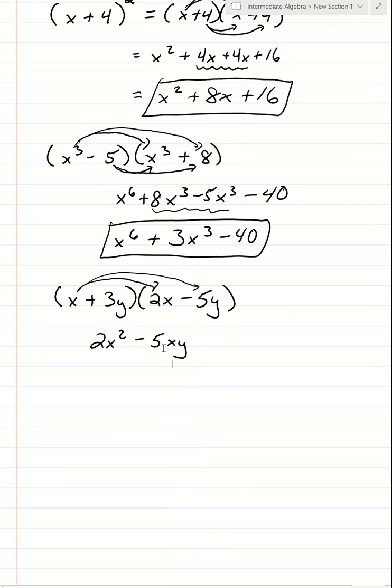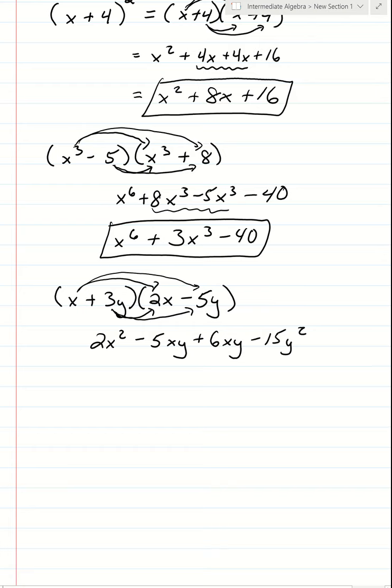If we encounter more than one variable in a term, it is customary to write them alphabetically. And since x comes before y in the alphabet, we write x first. I cannot multiply the x with anything else, so now I would multiply the 3y times the 2x. That, of course, would give you a plus 6, once again, xy. And then lastly, 3y times the negative 5y would give you a negative 15y squared.